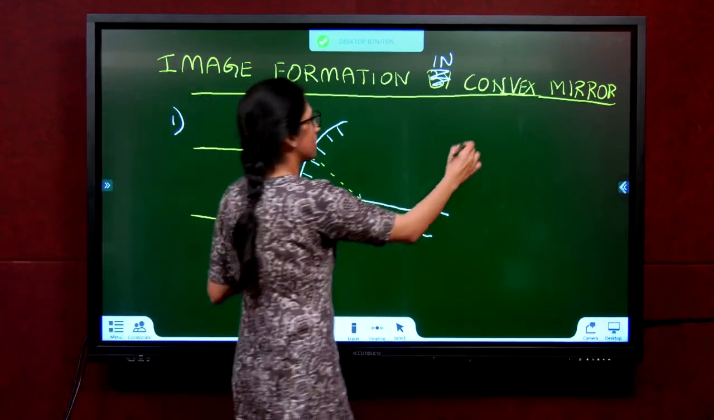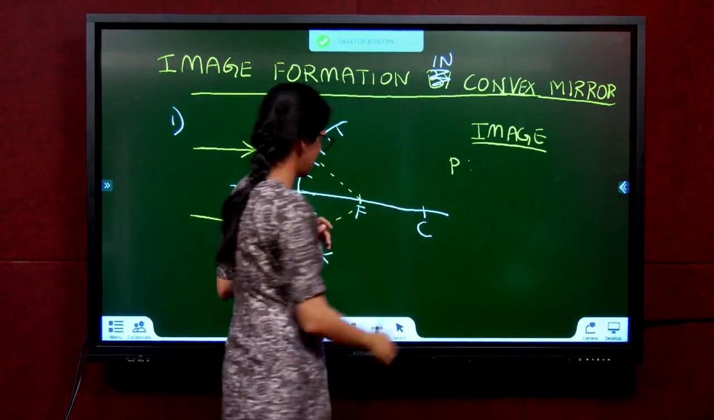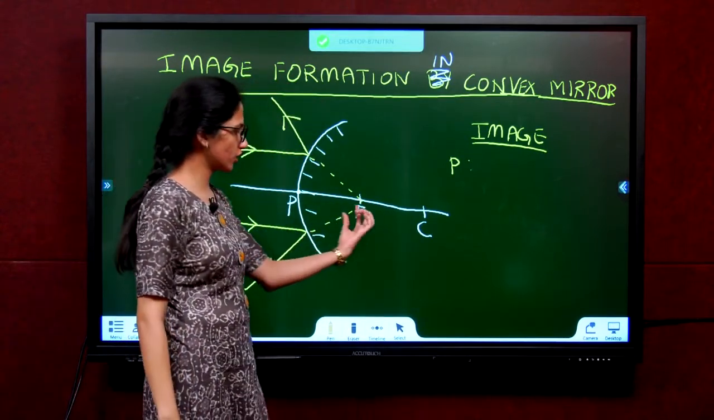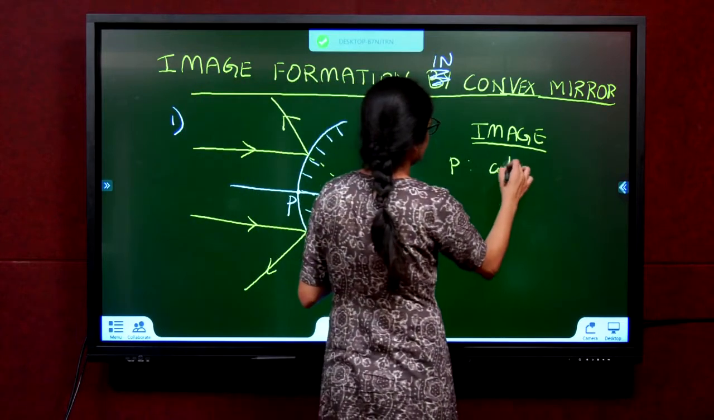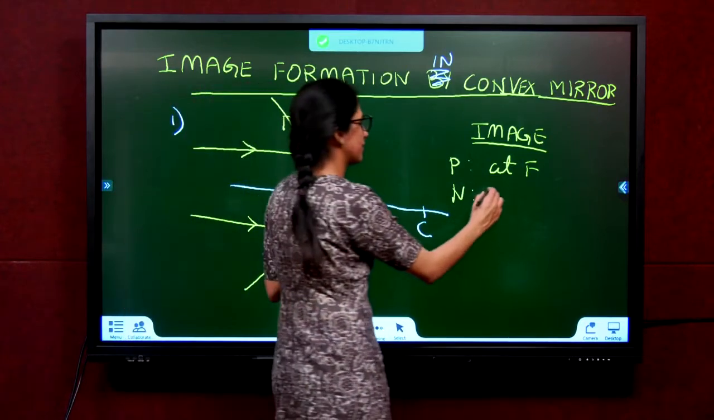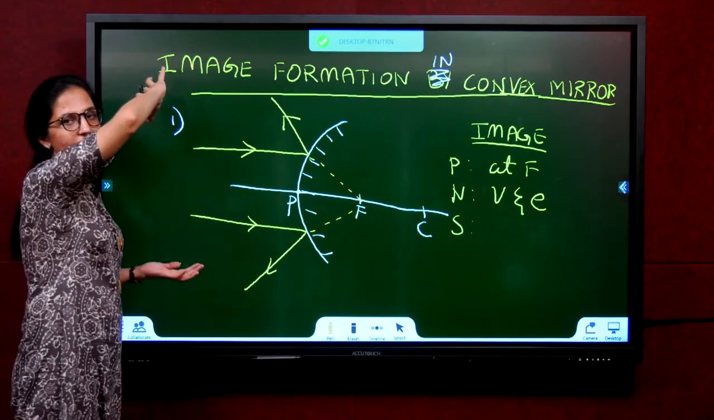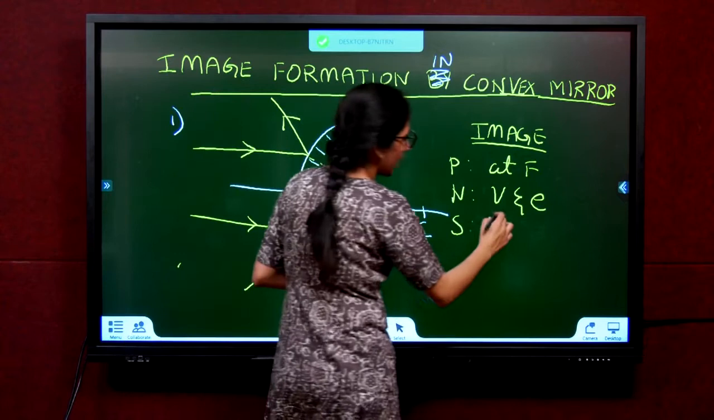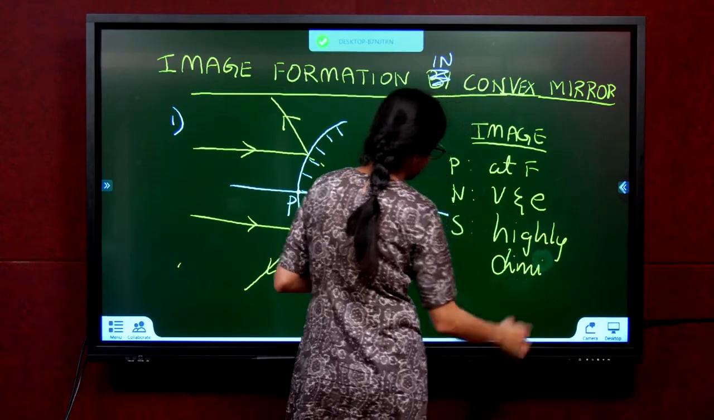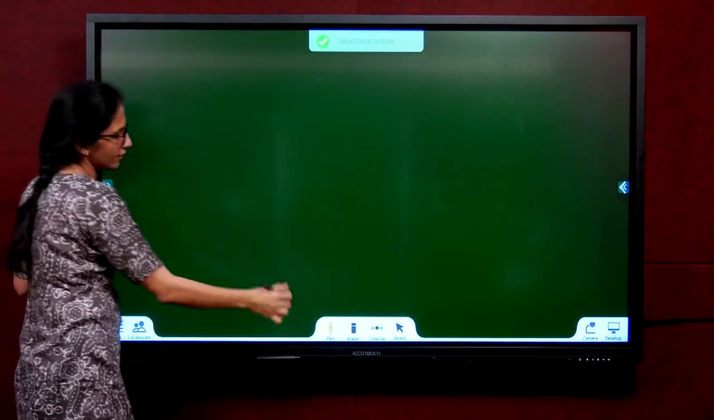So what is the image position? Is it really meeting? No. First of all, what is the image position? Where is it? At focus. So it's at F. Nature: is it really meeting? No. So it's virtual and erect. Size: it's such a large object coming from infinity, it's becoming very small, highly diminished. Now we move to the next case, anywhere in front of the mirror.